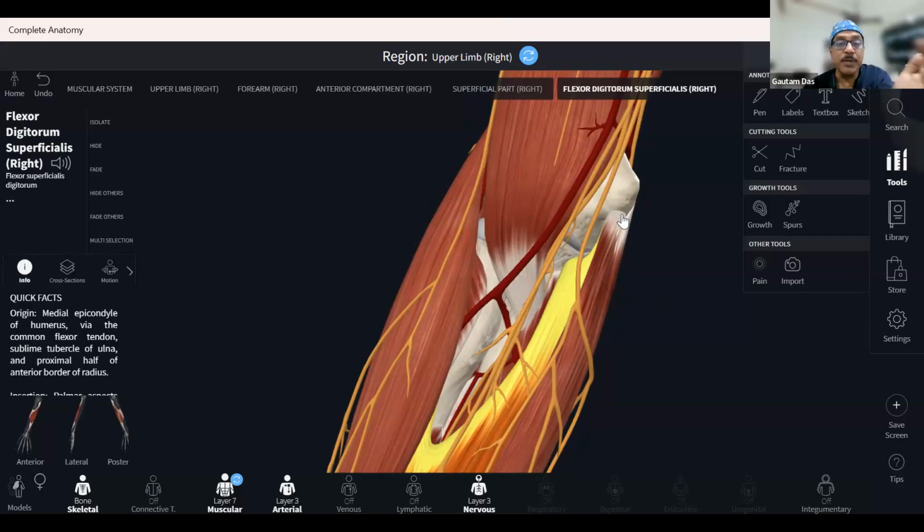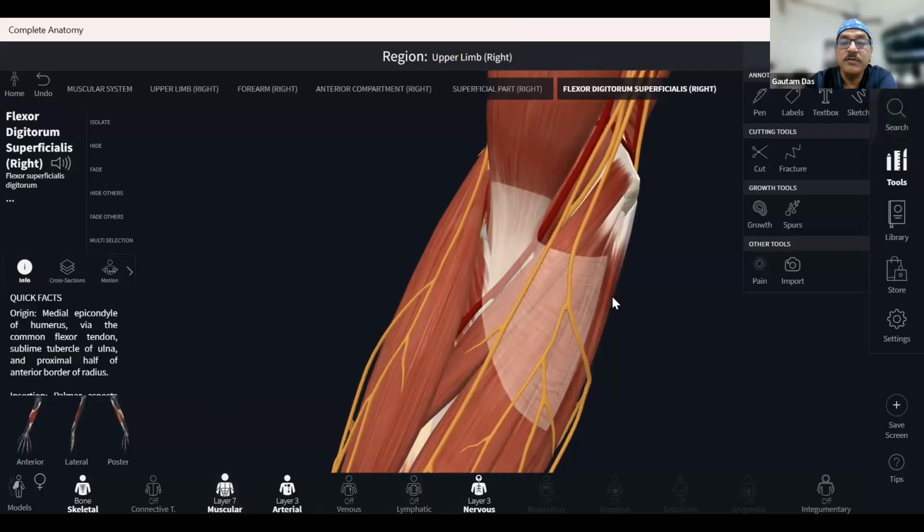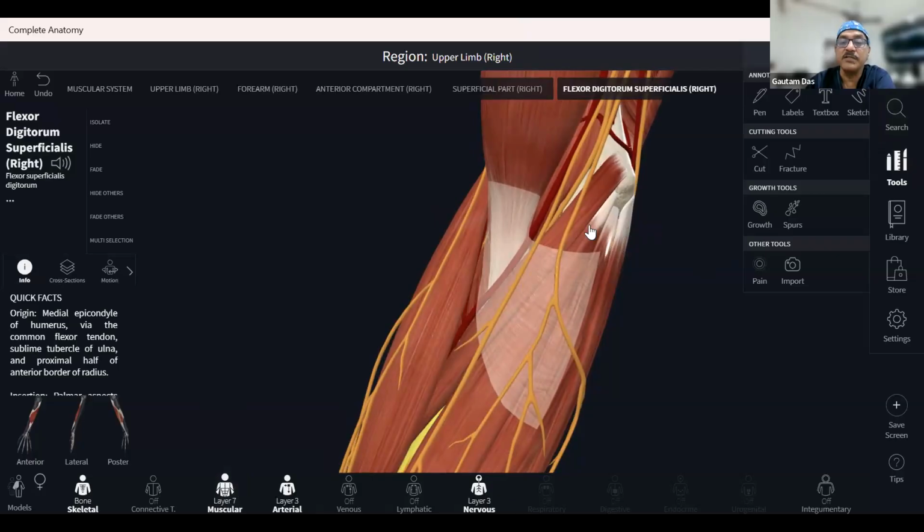So if you are coming from the lateral radial side to the medial side, let me again put all the muscles. First will be coming the pronator teres. This muscle is pronator teres. After that, the next muscle is the flexor carpi radialis. This one, this flexor carpi radialis. After that is your palmaris longus. After that is your flexor carpi ulnaris.